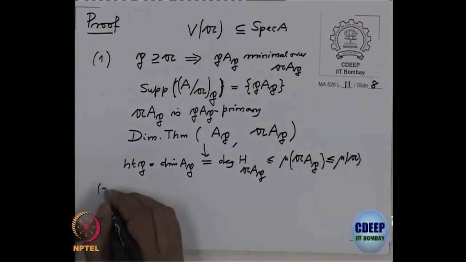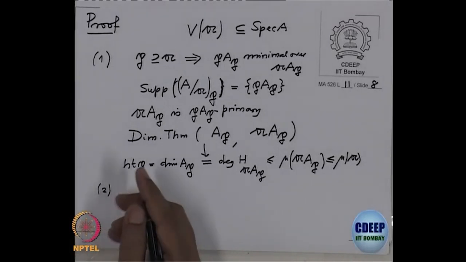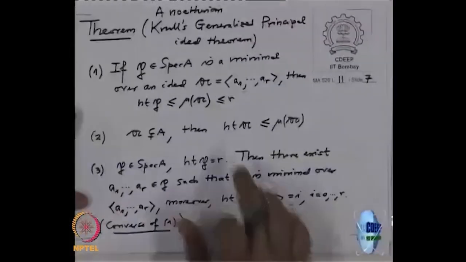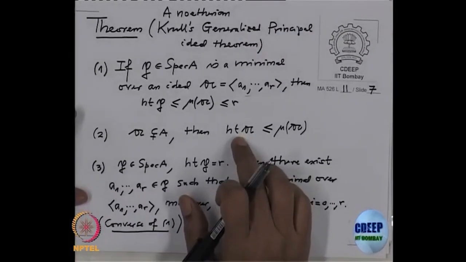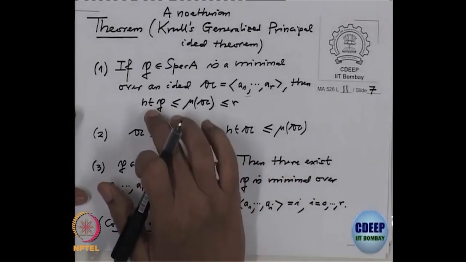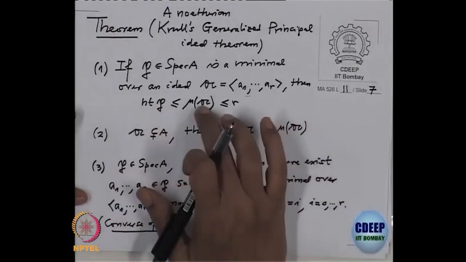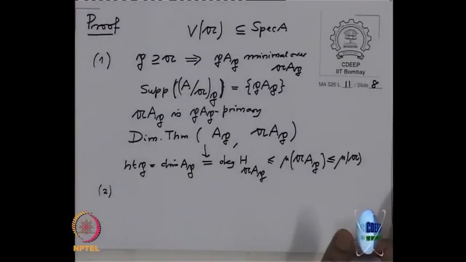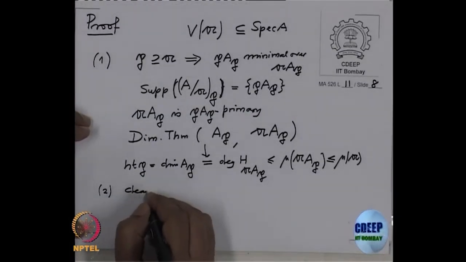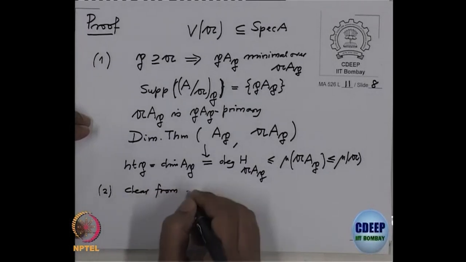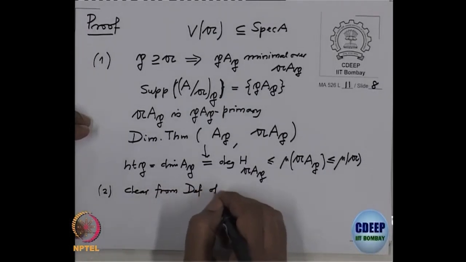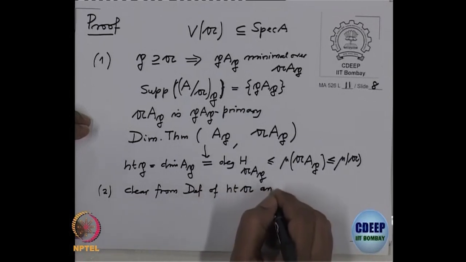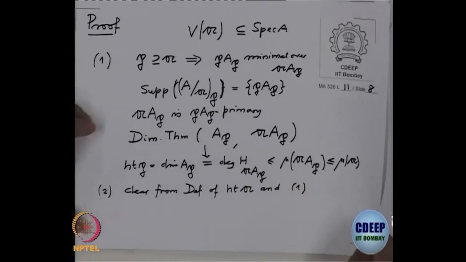Okay. 2 is obvious from 1, because the height is achieved by the minimum of the heights of the minimal prime ideals, and height of each minimal prime ideal by 1 is less equal to mu, therefore all the heights will be less equal to mu, and therefore height of the ideal will be less equal. So, clear from the definition of height of A and 1. Now, 3. So, proof of 3.